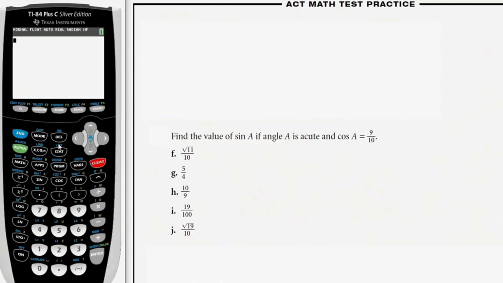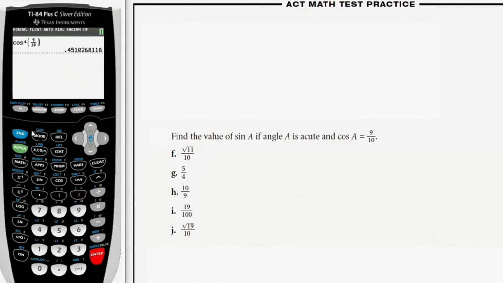Alright, so let's do it. Cos inverse will be press second, and the cos button is in fraction. We have alpha window, press this button and press 1. So we have 9 over 10. Okay, so close the bracket, press enter.